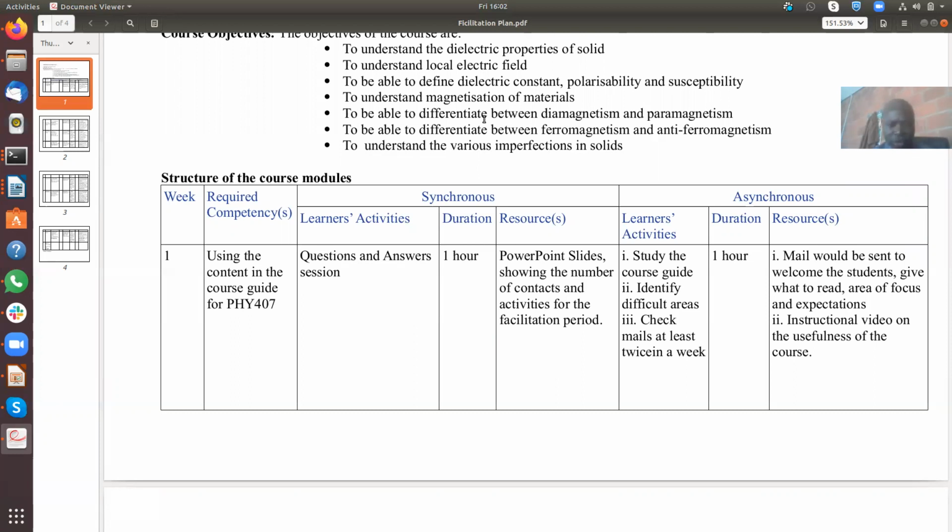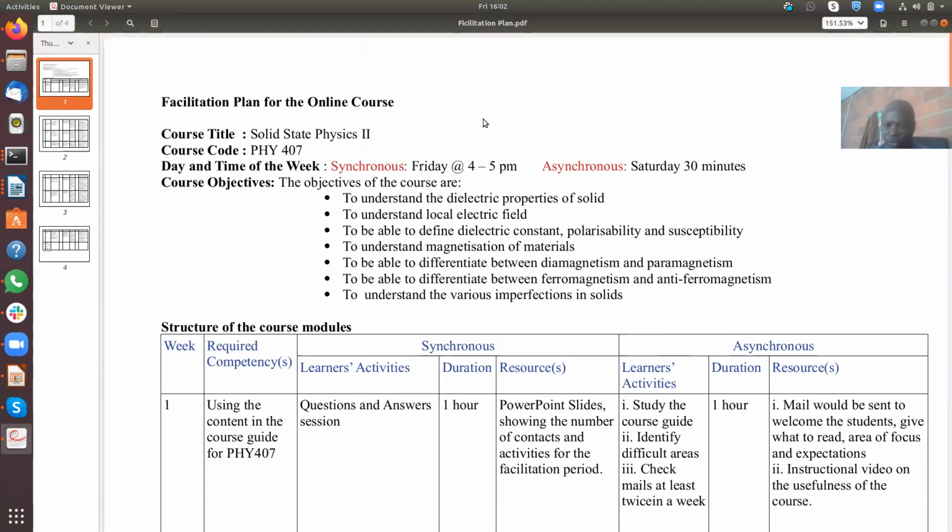This course is all about solid state physics 2. We are going to be discussing dielectric properties of solids. From there, we also talk about the local electric field. We are going to define the concept of dielectric constant, explain the basic theories and the equation connecting dielectric constant with polarizability and susceptibility and their uses, while we also look at what is called magnetization in materials.